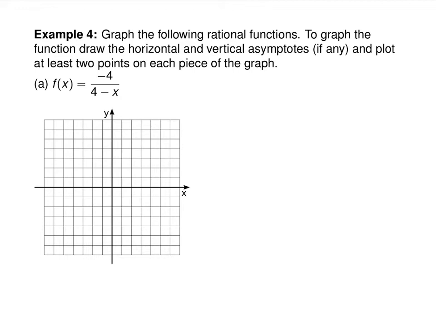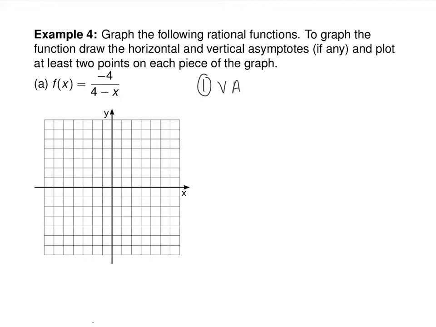Okay, so let's actually do some graphing now. So we're going to graph these rational functions. I took these questions from sample questions from ALEKS. This is how they're going to require you to do it as well. So what you need to do is draw in the horizontal and vertical asymptotes, and plot 2 points on each piece of the graph. What they mean by that is that the vertical asymptote divides the graph in half, and you've got to plot 2 points on the left of it and 2 points on the right of it. Okay? So first step is to find the vertical asymptote and find the horizontal asymptote.